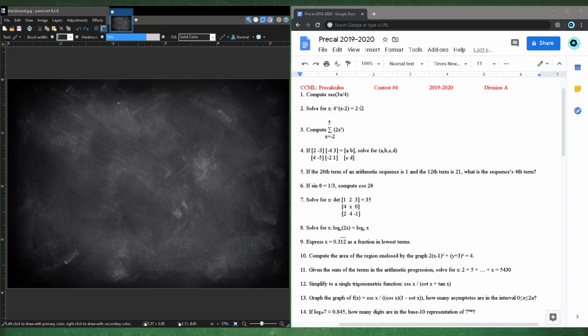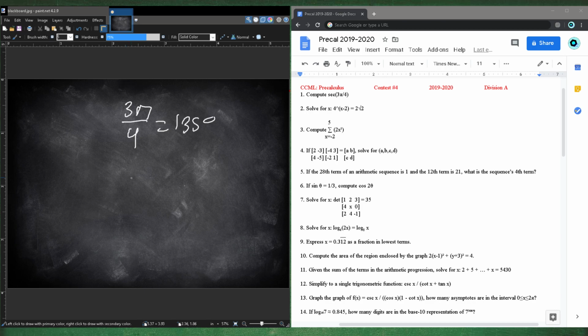Okay, number 1. Compute secant of 3 pi over 4. So 3 pi over 4 is in radians, which is equal to 135 degrees. How I know: 180 divided by 4 is 45, so 45 times 3 is 135 degrees. So secant of 135 degrees is just related to a 45 degree angle.